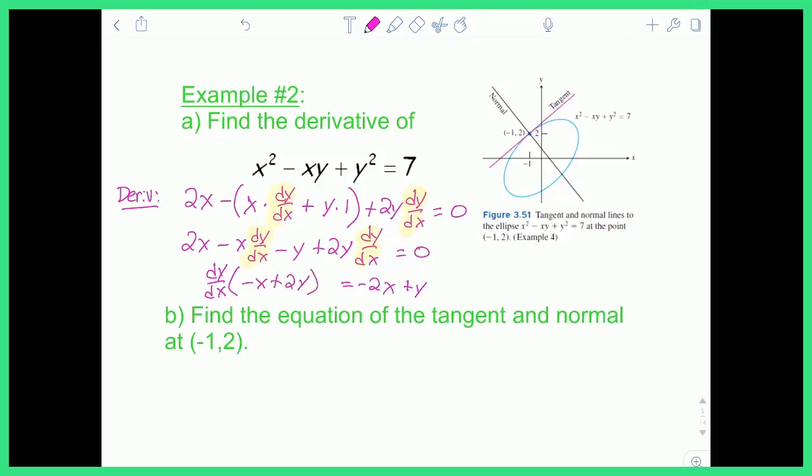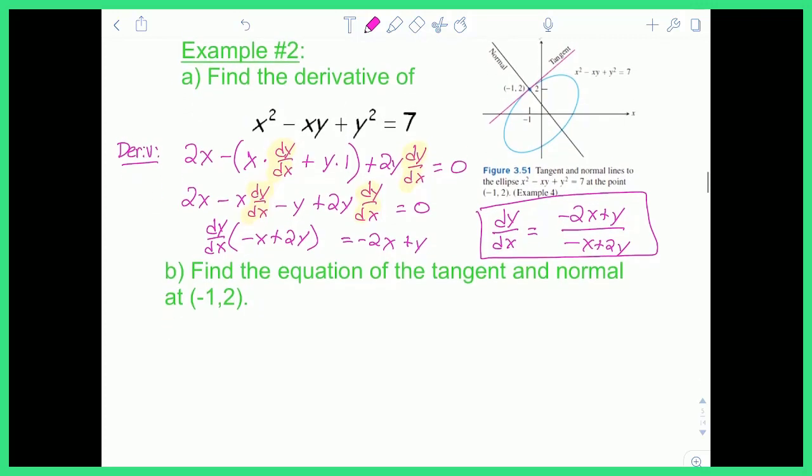Now all I need to do is divide both sides by negative x plus 2y. So my derivative dy/dx will now be isolated, equal to negative 2x plus y divided by negative x plus 2y. And this is considered to be my first derivative. The goal now is to find the equation of the tangent and the normal at negative 1, 2. Well, our job is to just simply plug the values of the x and y coordinates into the derivative.